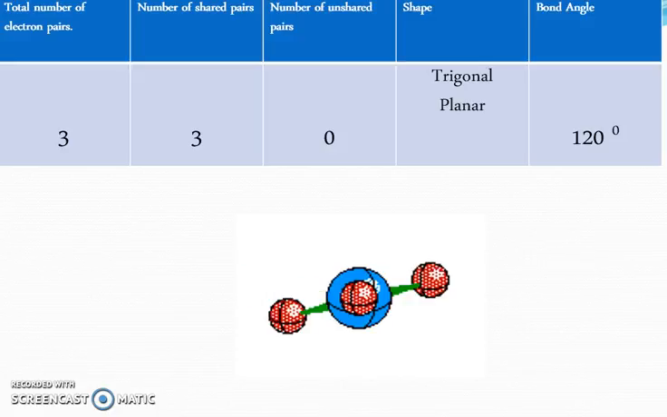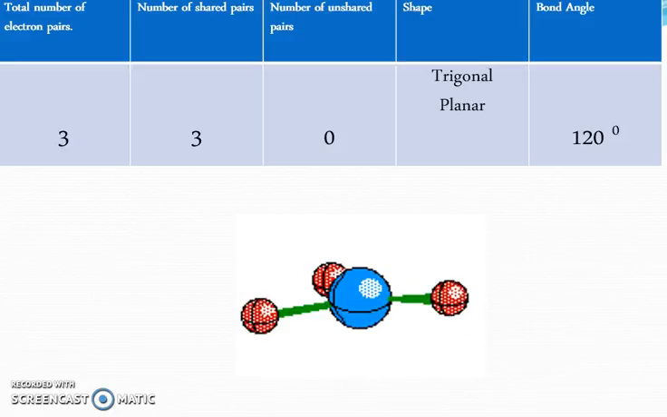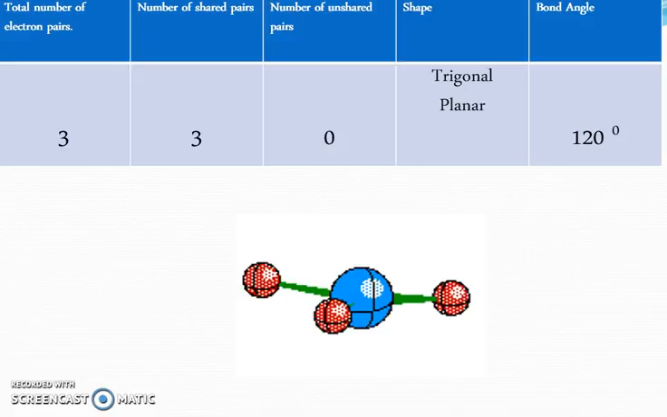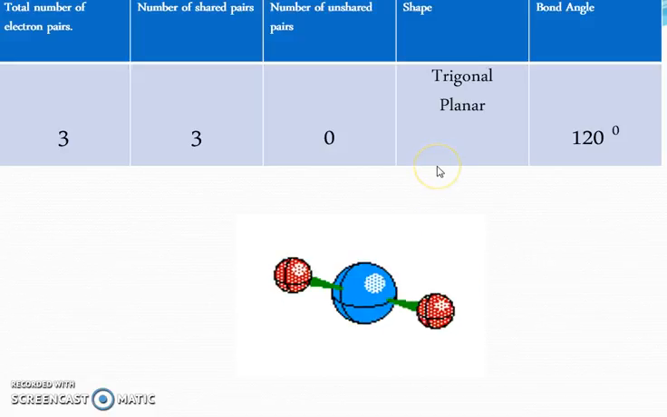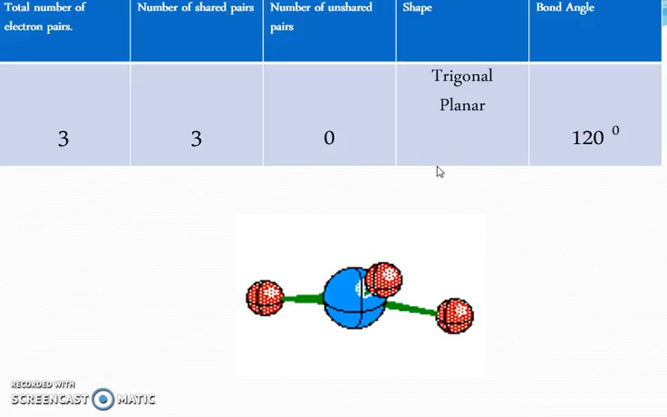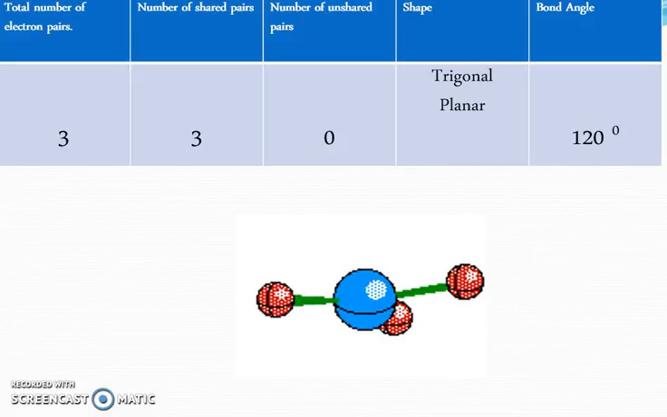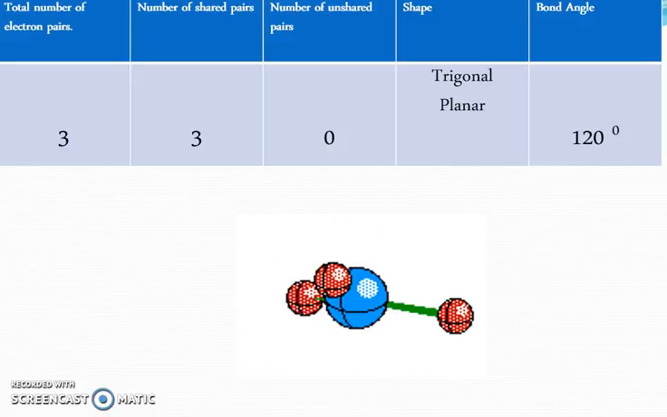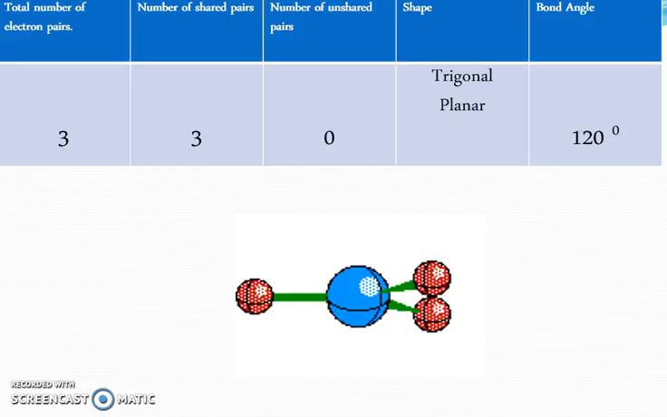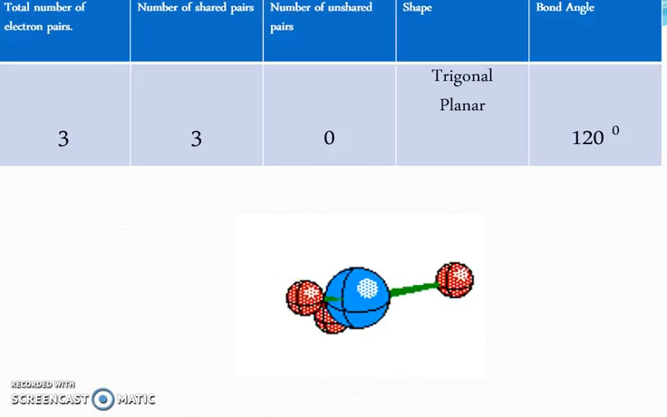Our next one, if we have 3 that are paired, so that's 3 shared, 0 unshared, this is called trigonal planar. Each bond angle will be 120 degrees. And it's planar, that means it's flat. It's not going to be like a pyramid.